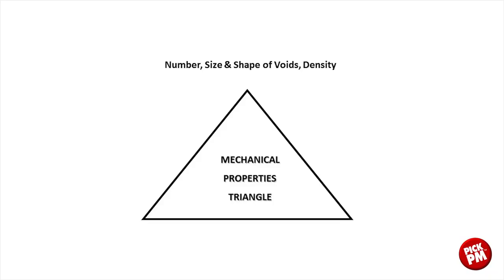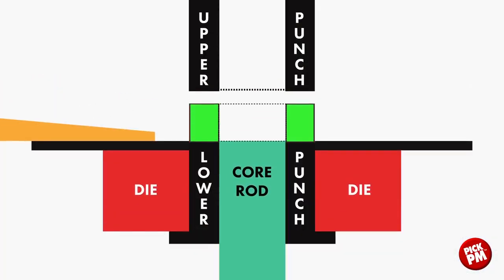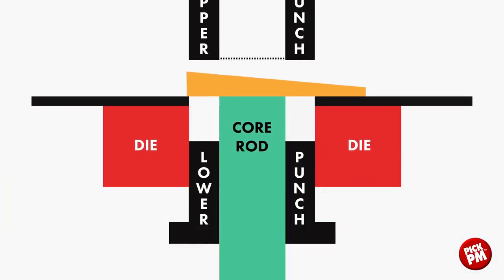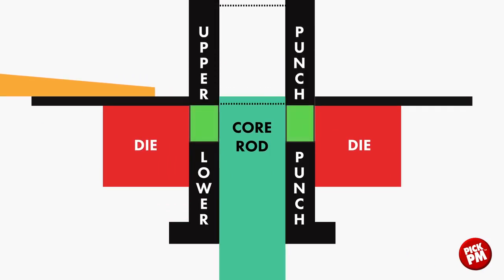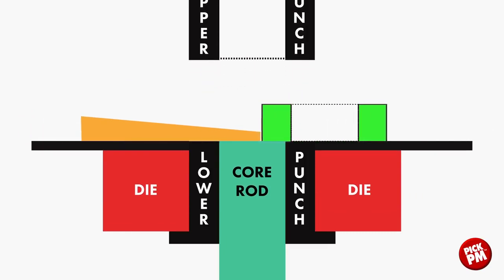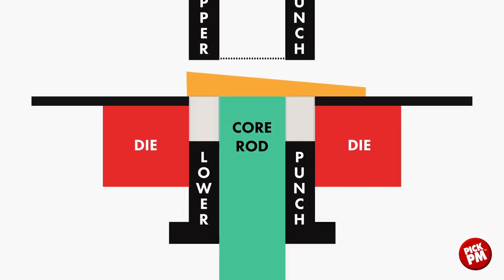I'm going to talk about how mechanical properties are developed in powder metallurgy. Number one is the number, size, and shape of the voids, or the density. The density of a part is the weight per unit volume, and density largely determines a lot about the properties of a powder metal component. Here you can see the compacting process, where the powder is carried over the die cavity with the feed shoe. The upper punch then closes off the die and molds or forms the component in the closed die.